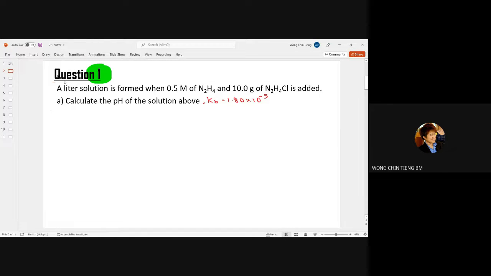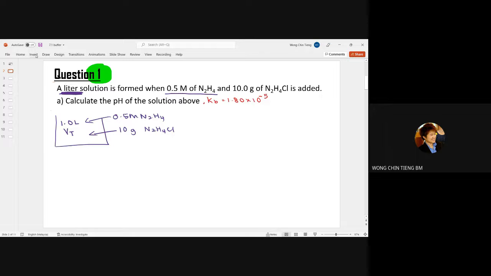First and foremost, just very quickly we go through this sebab soalan ni adalah something yang kita dah banyak bincang last week. Okay? So over here, benda pertama kamu akan perasan we have the presence of 0.5 molar of N2H4. So in other words, in my beaker right now, I'm placing in 0.5 molar of N2H4, and then in the same beaker, I place in 10 gram of my N2H4Cl. From there, you realize that the volume of solution is indirectly a liter. So volume of solution right now is 1 liter total.